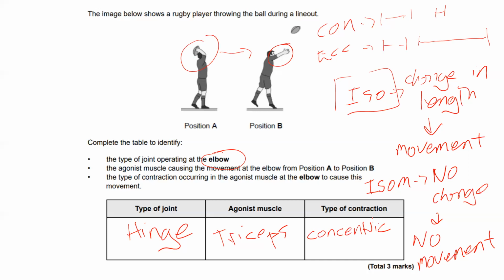Okay, if, for example, you were looking at something like a squat or the lowering down of a bicep curl or a press up, anything where there's controlled downward movement, that would be eccentric. So when it asks for a type of contraction, it's asking you, is it concentric or eccentric? And it's only ever eccentric if it's a controlled downward movement.